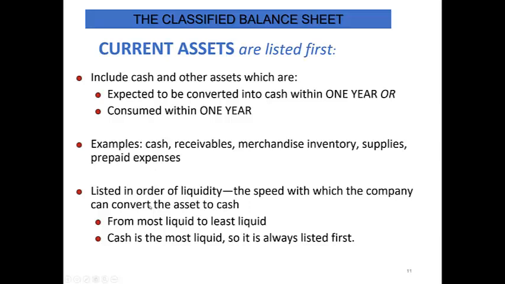Now notice that these are listed in the order of liquidity. That means really the closest the item is to becoming cash. So the speed with which the company can convert the asset to cash is the asset that's listed first, and that is why cash is always at the top of the balance sheet, because it already is cash, and it's usually followed by accounts receivable.